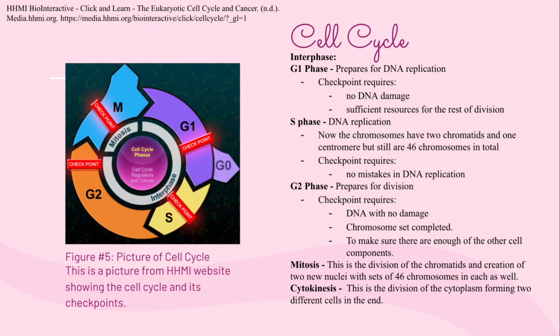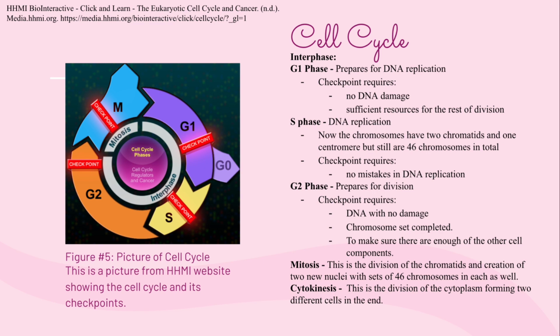In mitosis, we're going to create 2 new nuclei that all have a set of 46 chromosomes. So each of them have a set of 46 chromosomes that came from an original set of 46 that created 2 chromatids connected to one centromere, making them still 46 chromosomes until they split apart and go into their own respective nuclei.